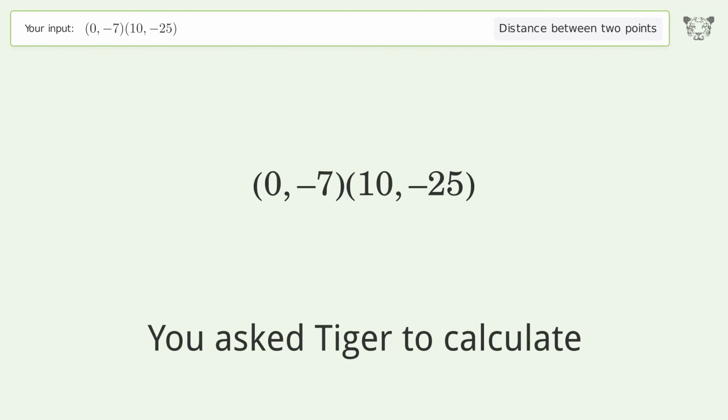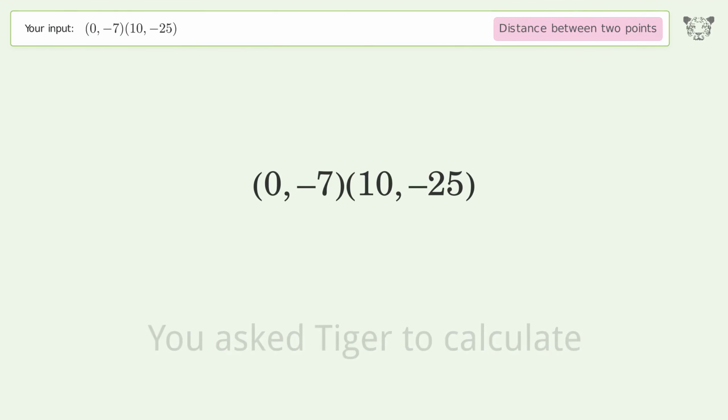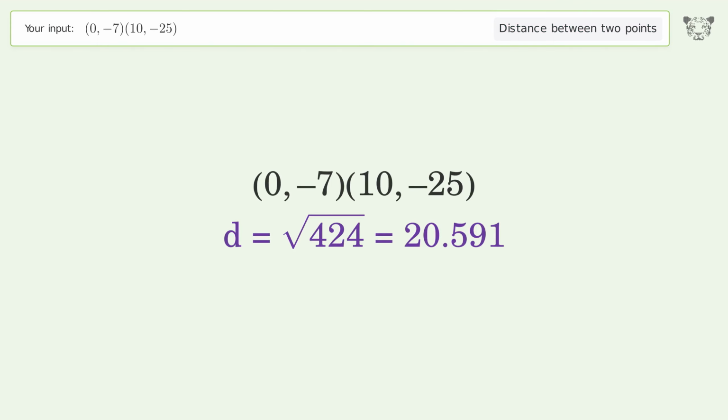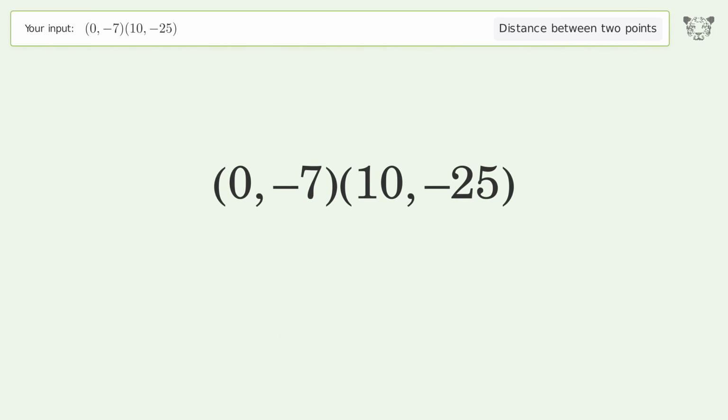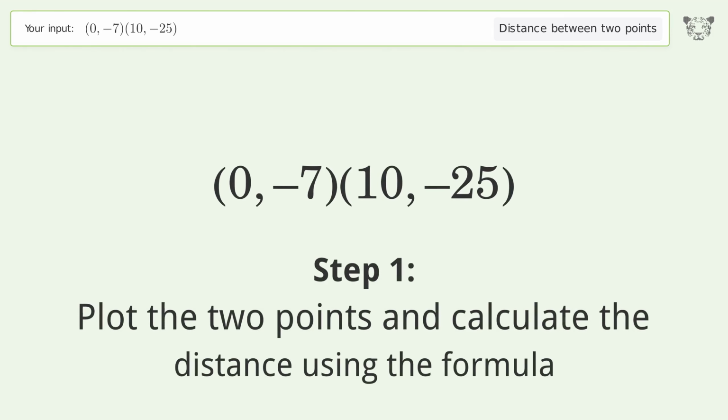You ask Tiger to calculate. This deals with the distance between 2 points. The distance between the 2 points is the square root of 424, or 20.591. Let's solve it step by step. Plot the 2 points and calculate the distance using the formula.